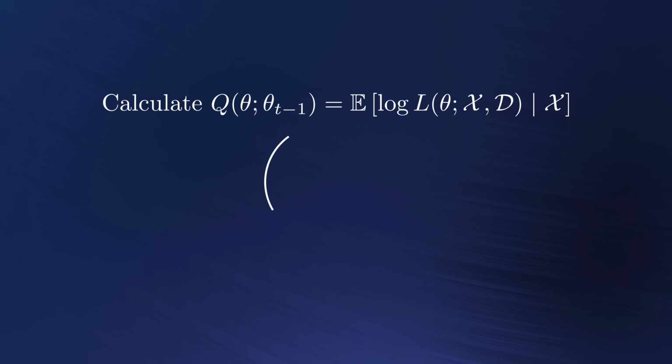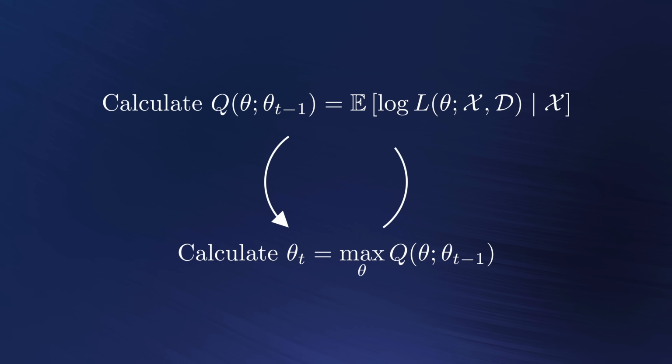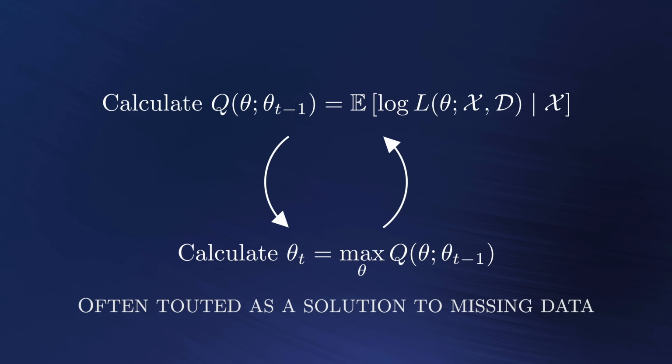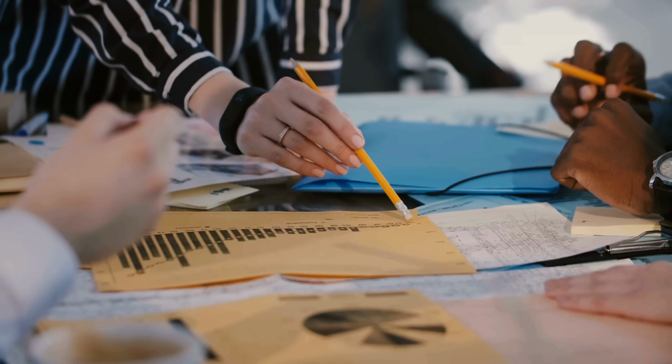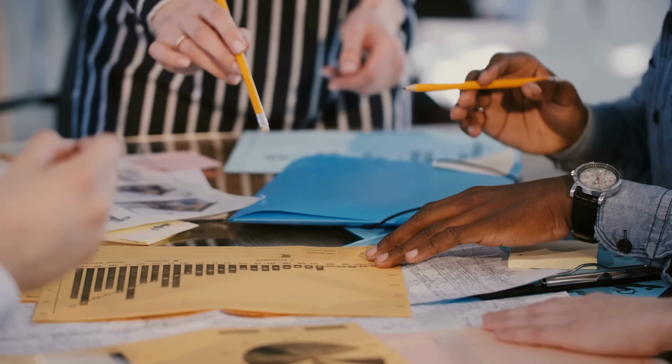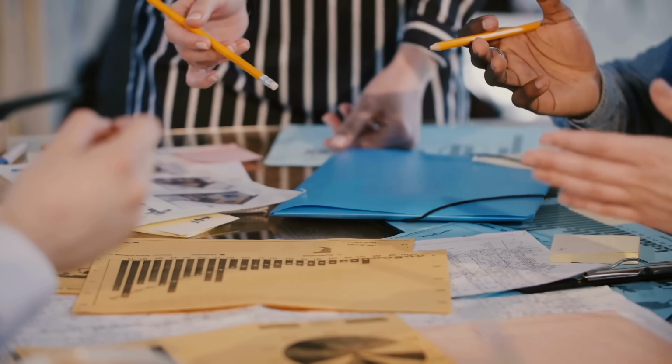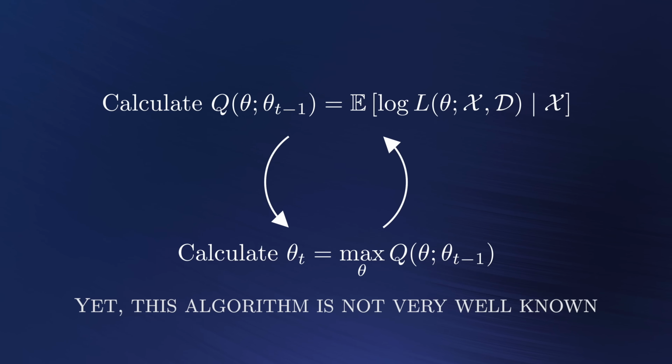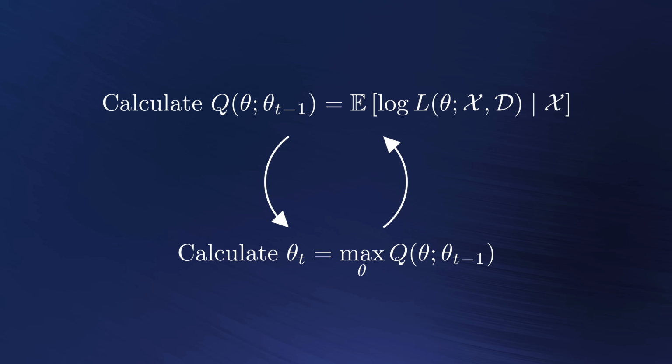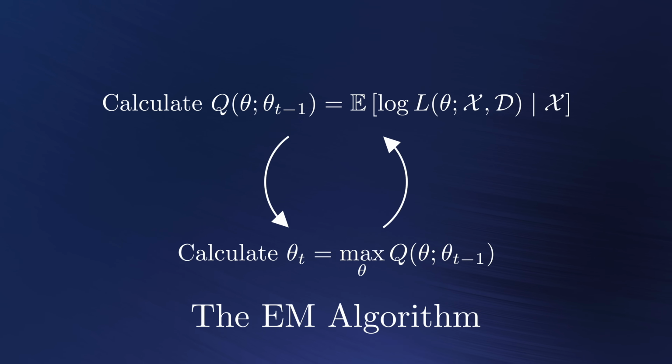What you're looking at is one of the most powerful algorithms in statistics. It's often touted as a solution for missing data. The algorithm is so useful that it's been applied to problems far outside of statistics. Despite this, it's not very well known. So in this video, I want to teach you about this amazing thing called the EM algorithm and tell you a little bit more about how and why it works.